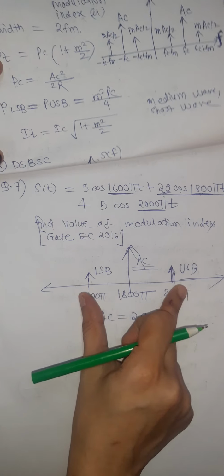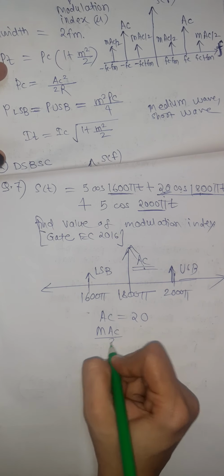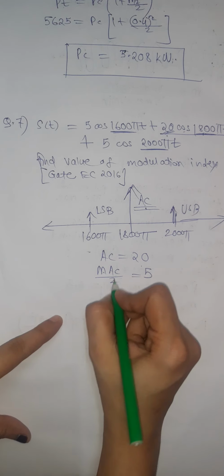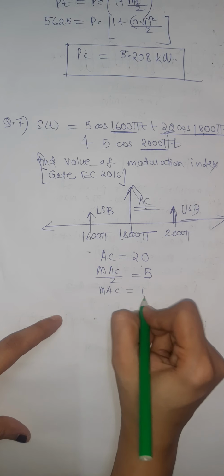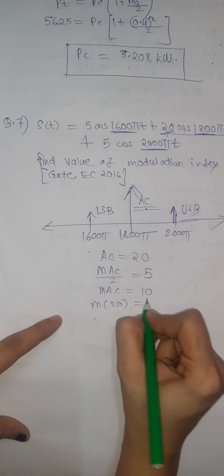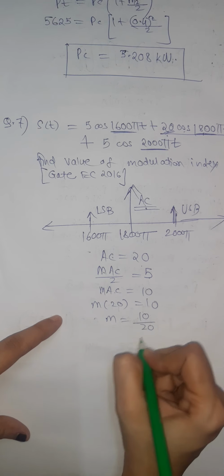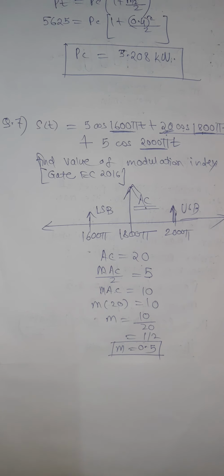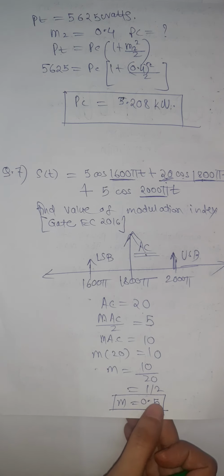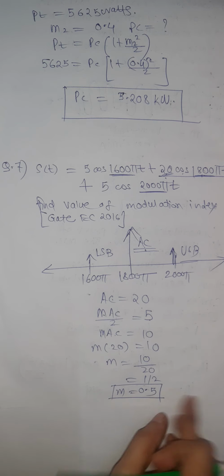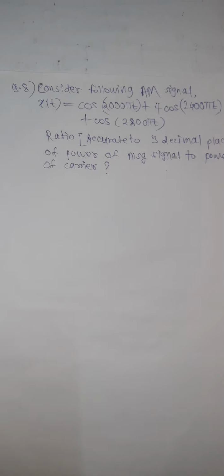and at 1600 pi t and 2000 pi t our LSB and USB are present, so here MAC by 2 is equal to 5. Solving this, MAC is equal to 10, and putting the value of AC, M into 20 is equal to 10. So M is equal to 10 by 20, that is 1/2, that is 0.5. So the value of our modulation index is 0.5. Without solving fully, I have used a short trick method, and M is equal to 0.5.